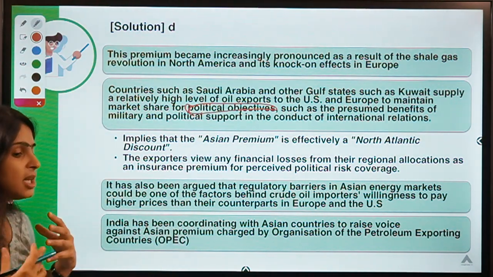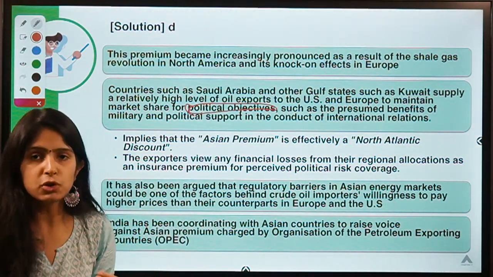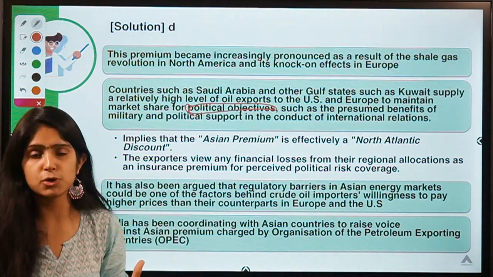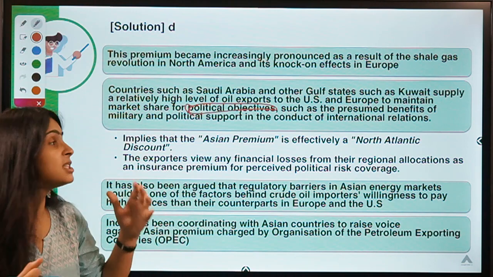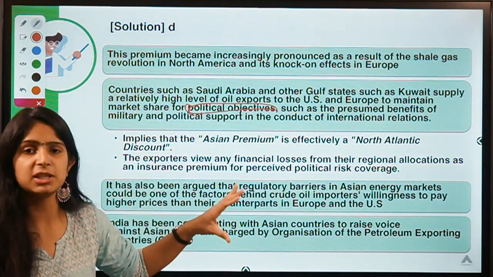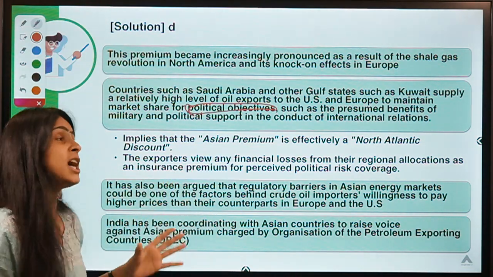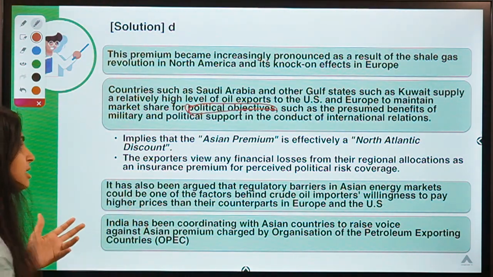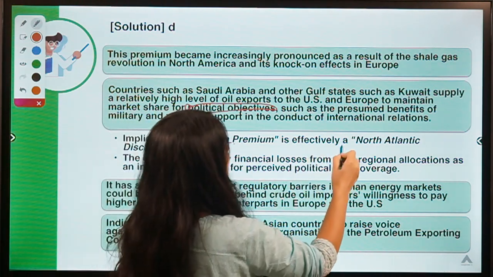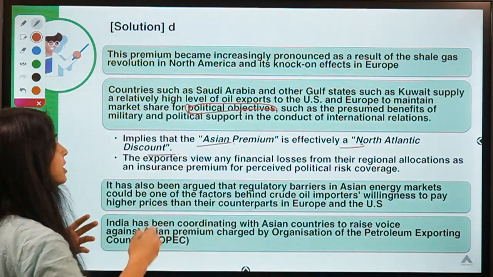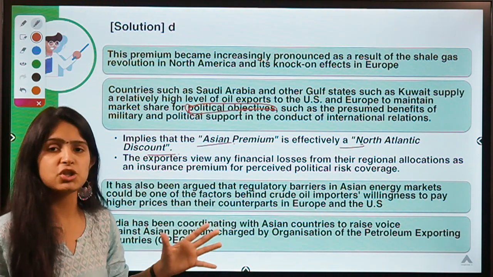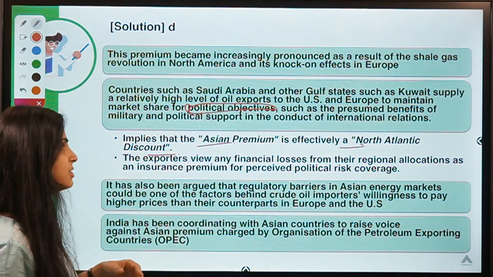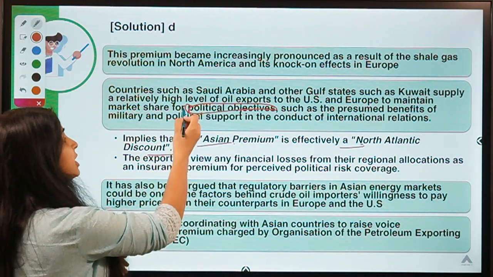That means since they want to establish good relationships, or get in the good books of Western nations and their governments, they try to woo them by providing some discounts as compared to the Asian nations. So in a correct sense, this Asian premium is more like a North Atlantic discount, in which the Western nations are getting a cheaper price as compared to the Asian counterparts, for maintaining political objectives.